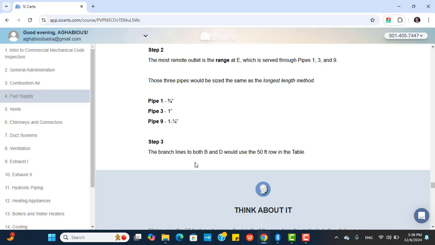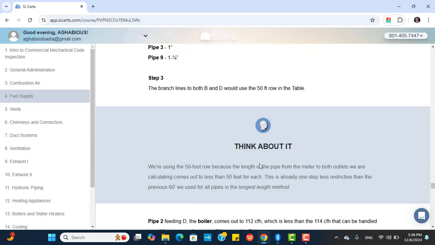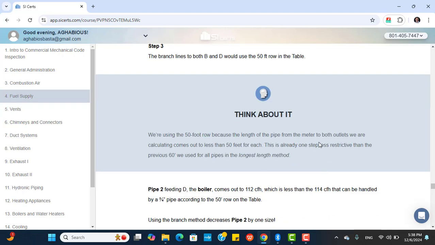Step 3, the branch lines to outlets P and D would use the 50 feet row in the table. Think about it. We are using the 50-foot row because the length of the pipe from the meter to each outlet we are calculating comes to less than 50 feet for each.